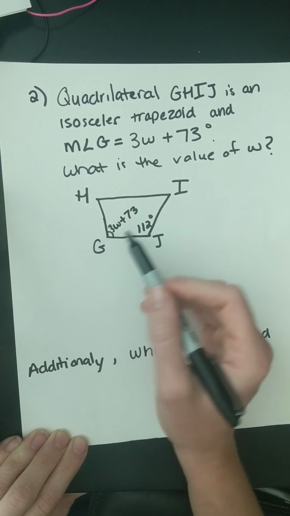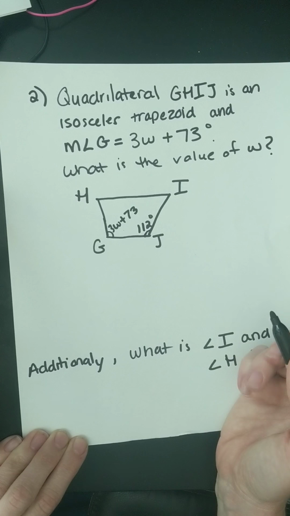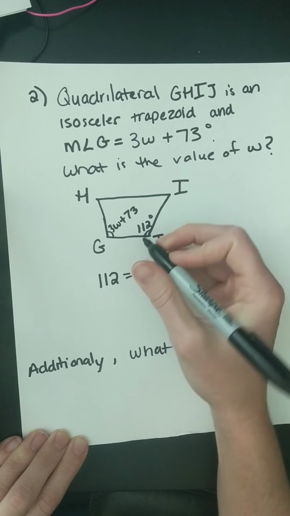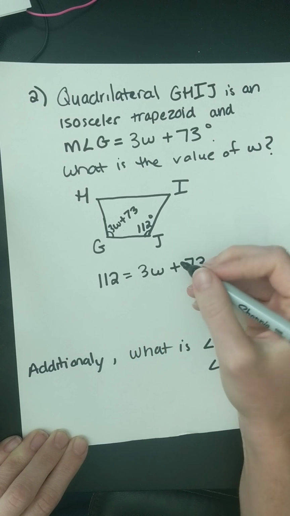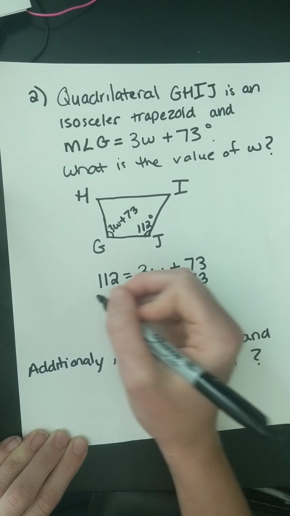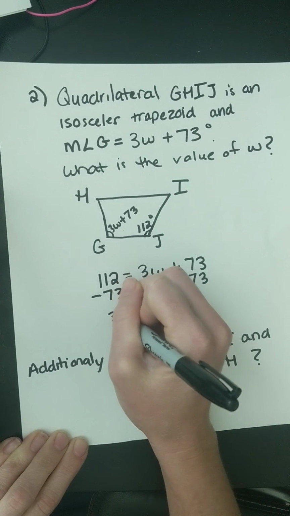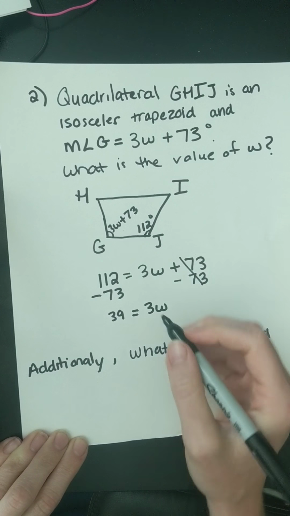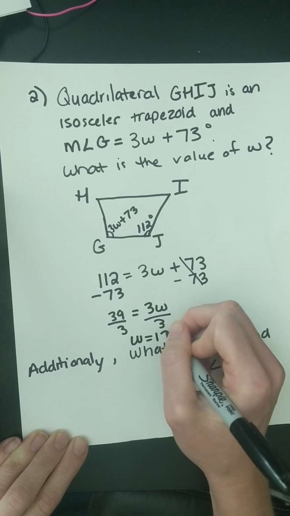Well, these here are both the base angles. So we know those equal each other in isosceles trapezoid. So 112 is equal to 3W plus 73. So now we go through and solve. Subtract 73 from both sides. 112 minus 73 is 39, equals 3W because we bring down what we have left over. And now divide by 3 on both sides. W ends up equaling 13.